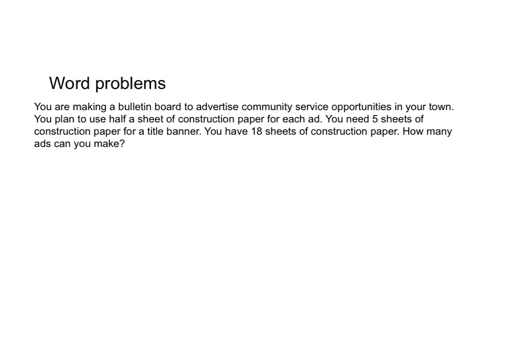Word problems. Again, for these word problems, guys, the most important thing that you do is highlight what the question is asking you for and make that your variable. So let's read this one. You are making a bulletin board to advertise community service opportunities in your town. You plan to use half a sheet of construction paper for each ad. You need 5 sheets of construction paper for a title banner. You have 18 sheets of construction paper.